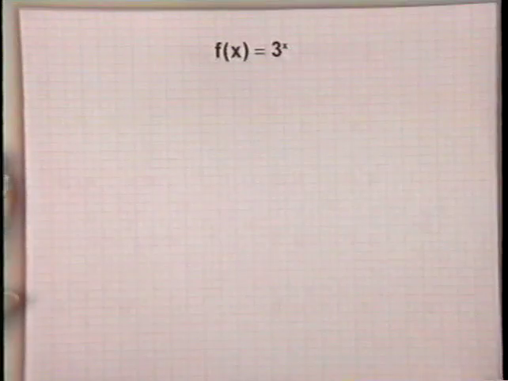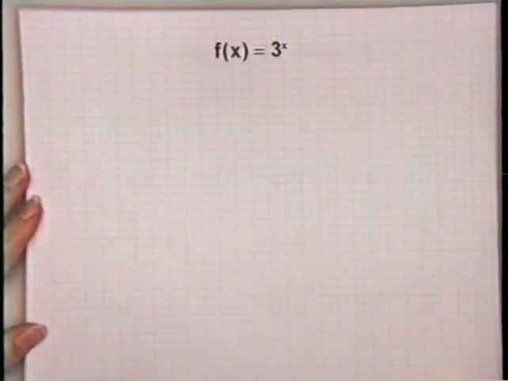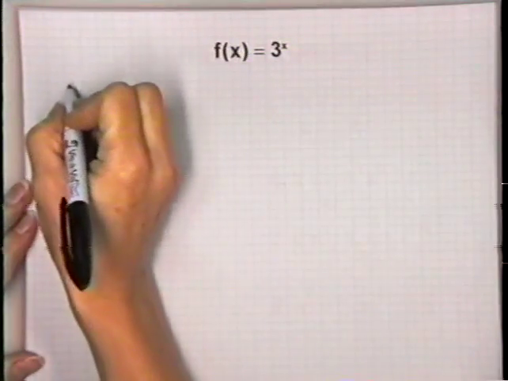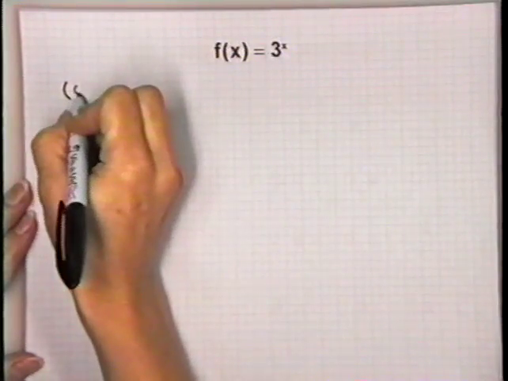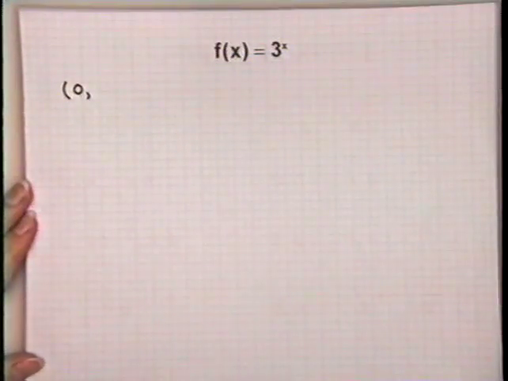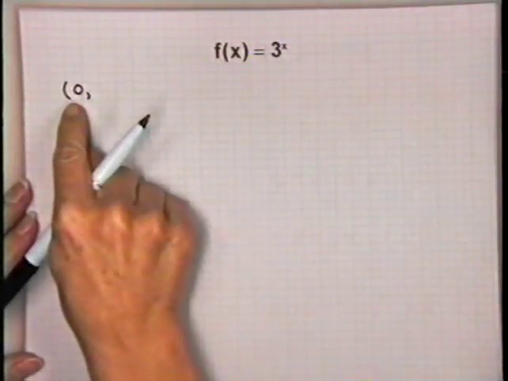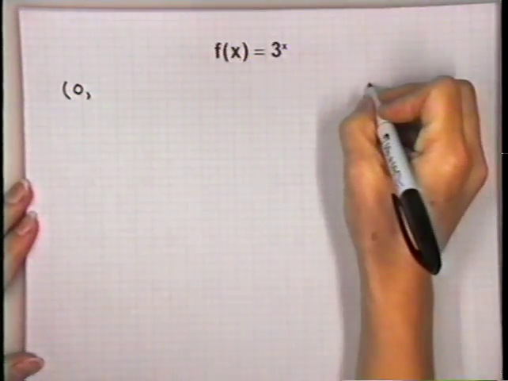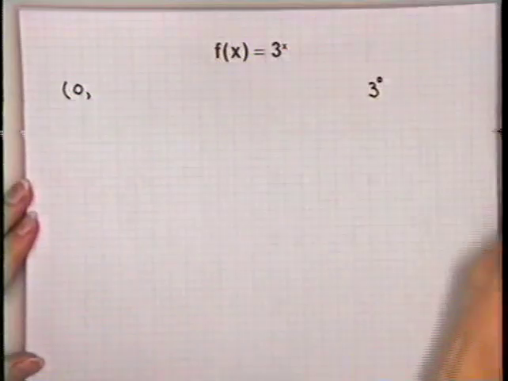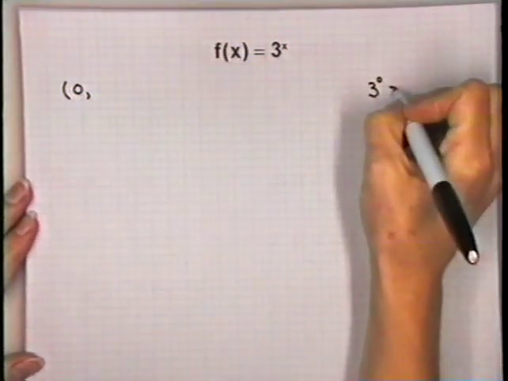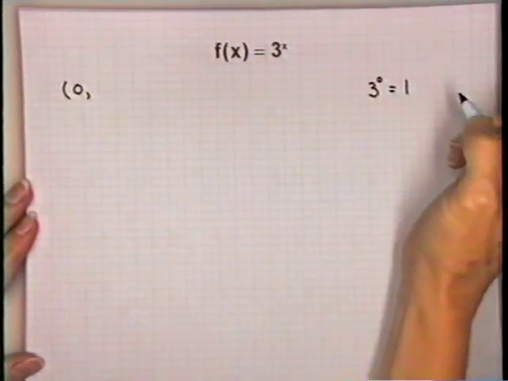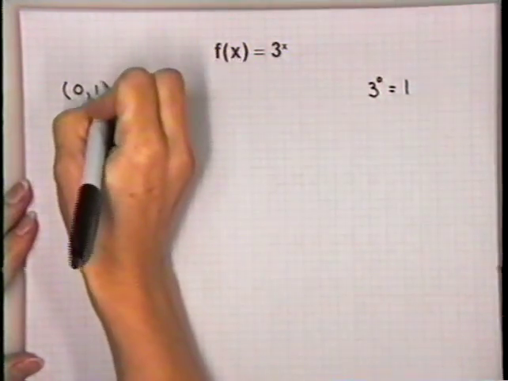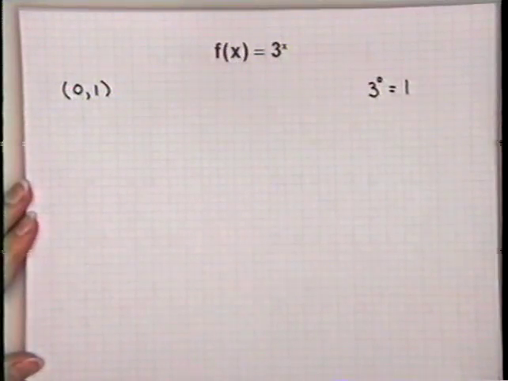So what I'm going to do here is to start writing down some ordered pairs. Let's start by choosing x to be 0. Now remember, what we're going to do is substitute a 0 for x here. So I'm saying I have 3 to the 0 power. Well, what do you know about 3 to the 0 power? That's 1, isn't it? Okay, so I have the ordered pair 0, 1.